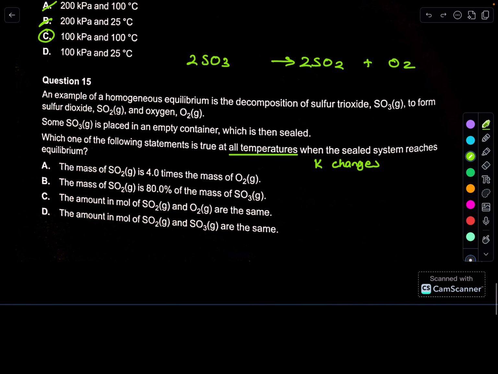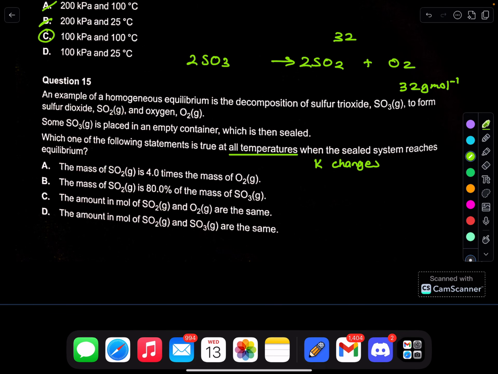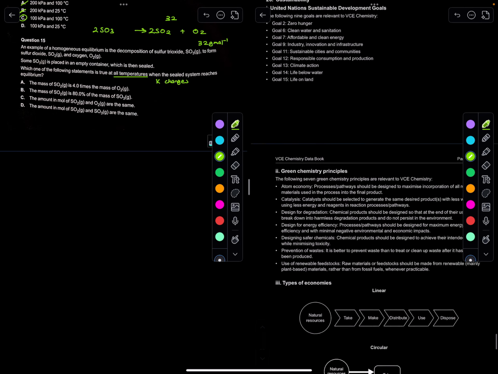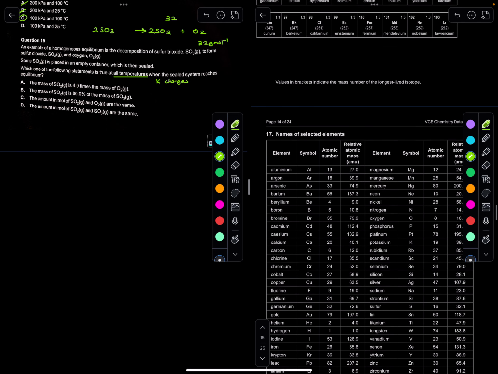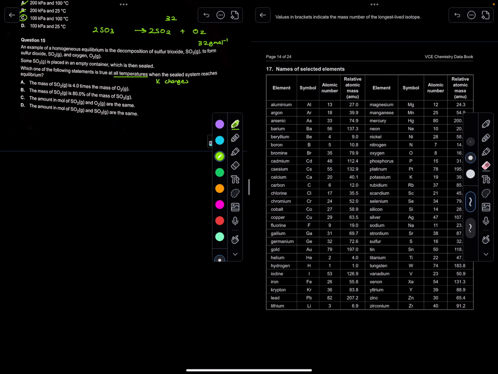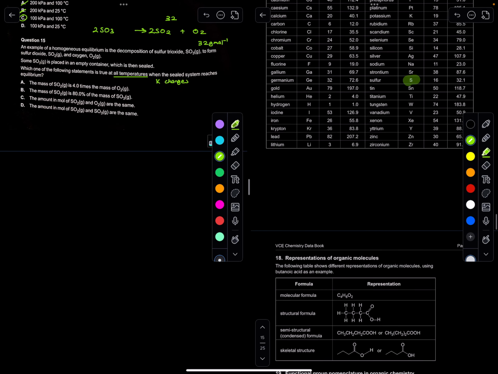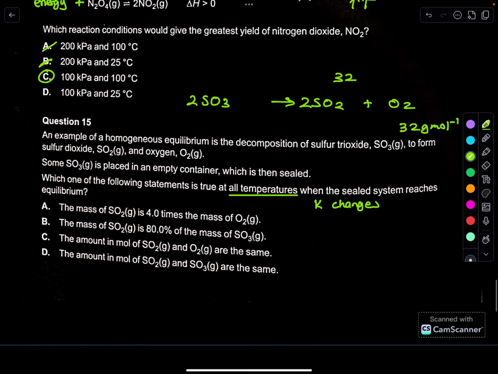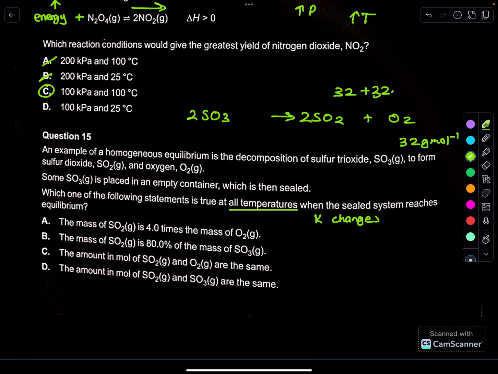In terms of ratio, what's the molar mass of oxygen gas? The molar mass of oxygen gas is 32 grams per mole. And this one over here has 2 oxygen, which is 32. And what is sulfur? So 1 sulfur is what? Sulfur, where are you? There it is, S, which is 32.1. So plus 32.1, which is basically 64.1 grams per mole.